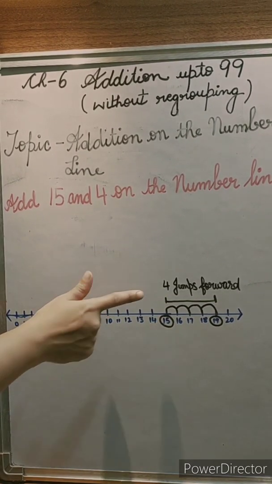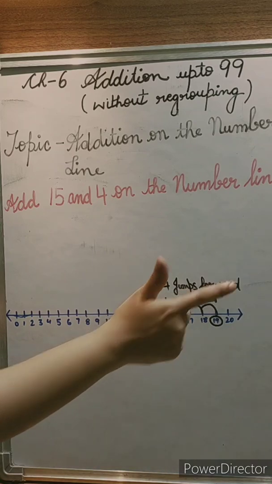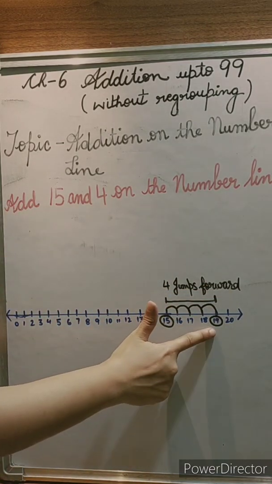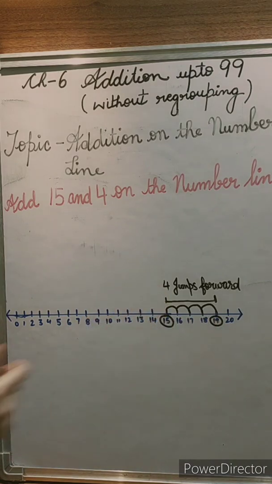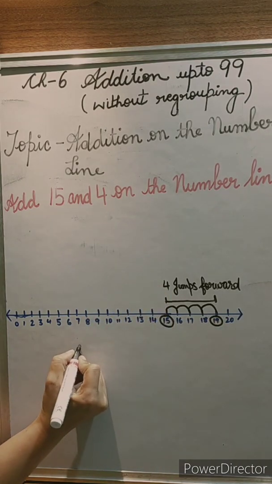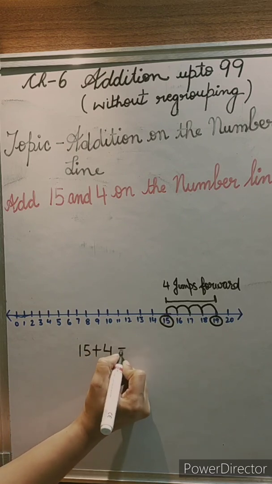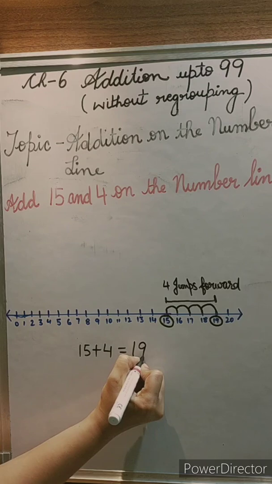Thus, we have taken 4 jumps forward. Hence, 15 plus 4 gives you the answer 19. So here you can write 15 plus 4 is equal to 19.